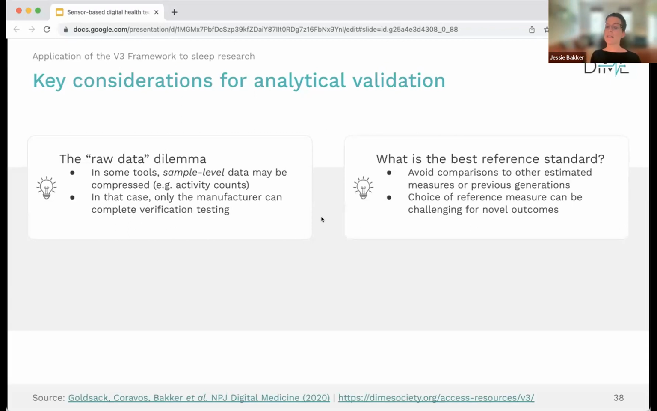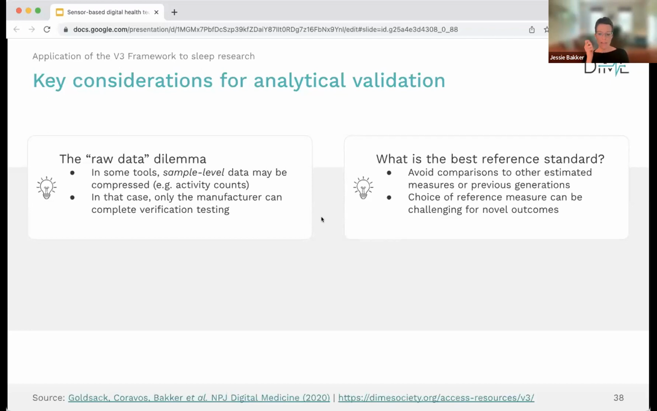Question number 2, what is the best reference standard? So luckily in sleep, we have a very obvious reference standard for things like sleep efficiency and total sleep time and sleep staging, and that is an in-lab PSG. It is important to avoid comparisons to other estimated measures or previous generations of the same tool.